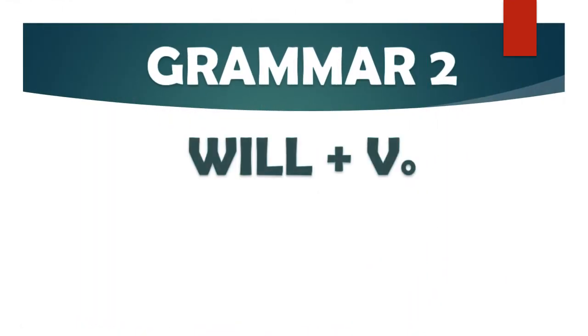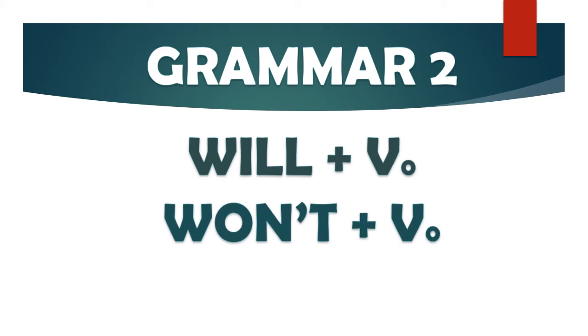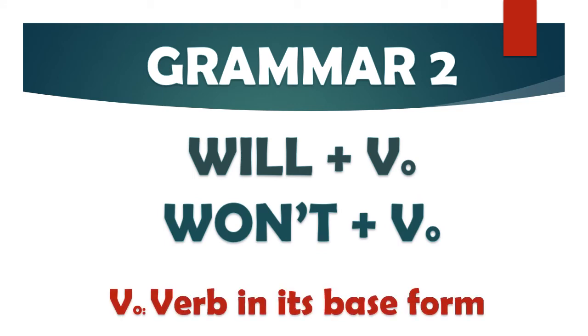We have the structure will plus V0 and won't plus V0. What is V0? V0 is a verb in its base form. The base form of a verb is a verb that comes in its original state. No S, no ES, no ED. Okay?